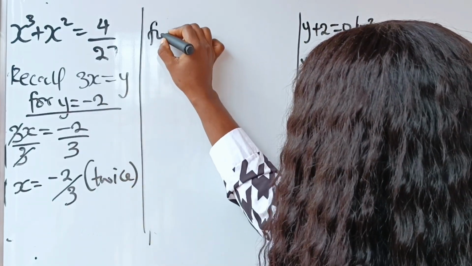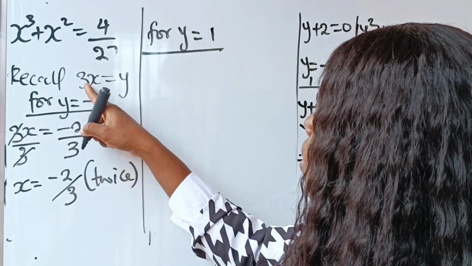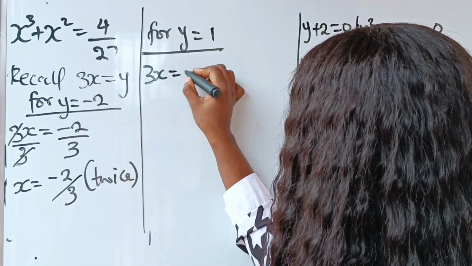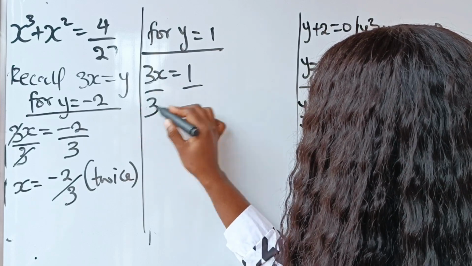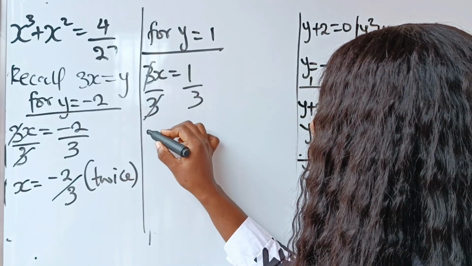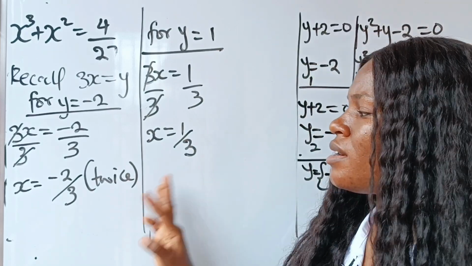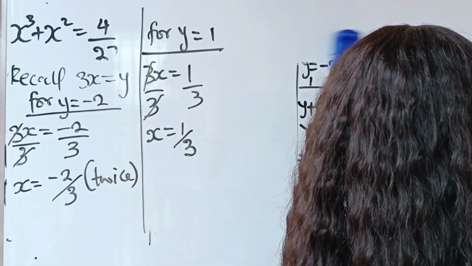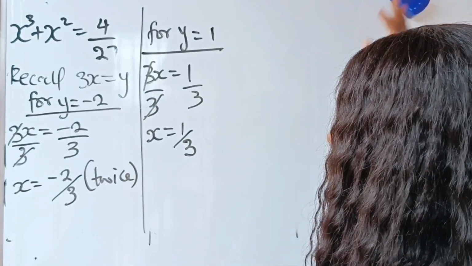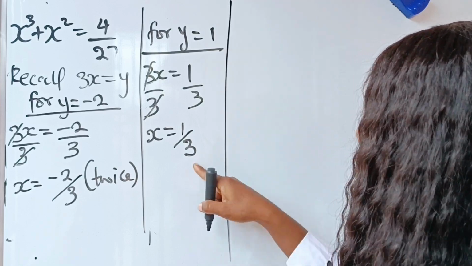Now the other value of x is what? For y equals 1, we can write that 3x is equal to 1. So divided by 3, divided by 3, and we have that our x is equal to 1 over 3. Now these are the three values of our x. Now let's check to see if we are right. Now the first value says that our x is 1 over 3. Let's use this to check.